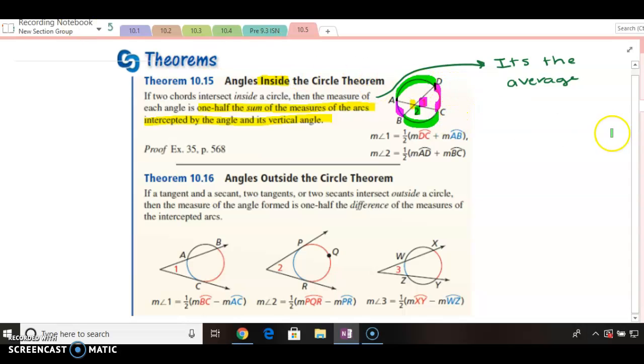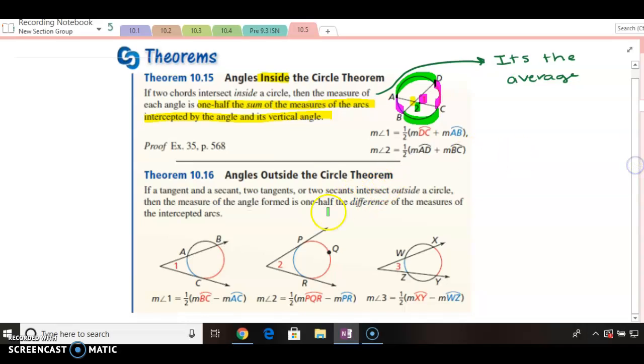Okay, now if the circles are outside, so they can look very different, but it doesn't matter. They intersect outside. Here they intersect at this point, this point, this point, doesn't matter. The formula you use is the same. Okay, so it's the same as this formula, but here we're subtracting the intercepted arcs, okay?